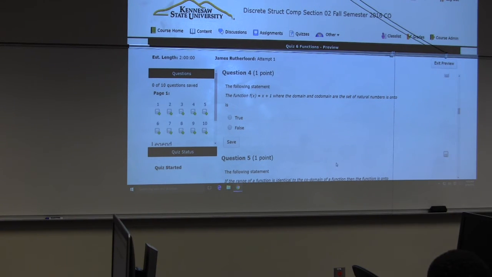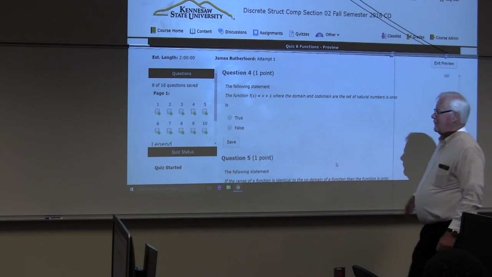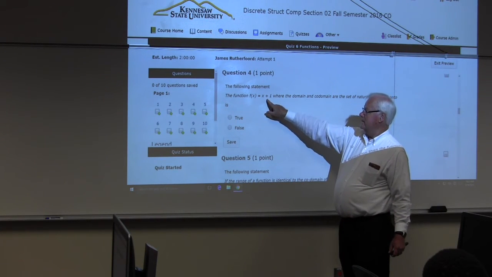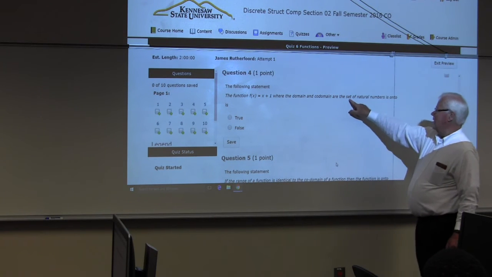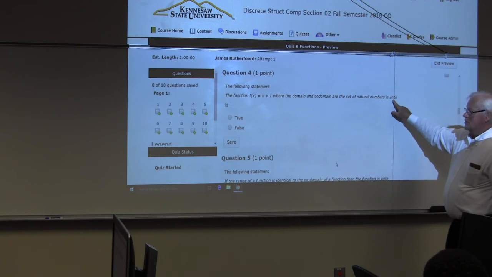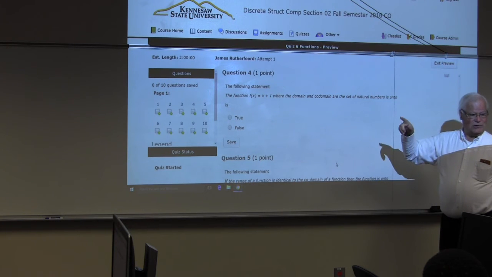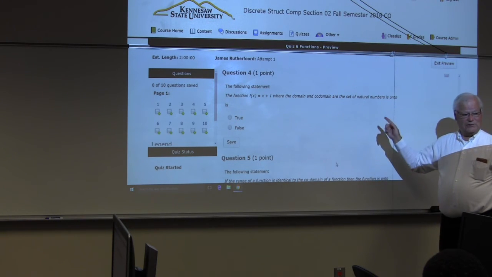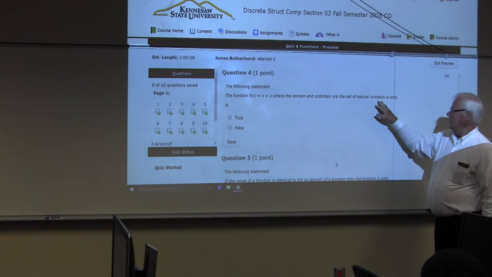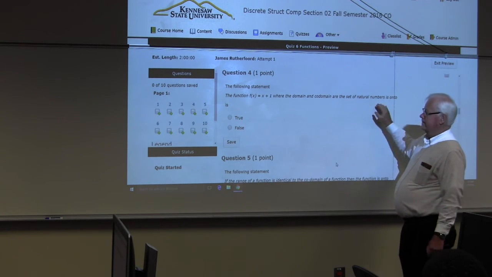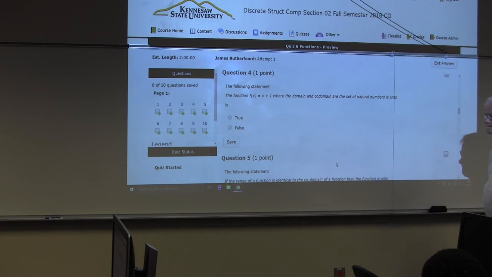So, now let's look at a mathematical function. The function f of x equals x plus 1, where the domain and codomain are the set of natural numbers. Okay, you know what the natural numbers are, right? The counting numbers, 0, 1, 2, 3, 4, 5. Some debate whether 0 is there or not, but it doesn't change this question. Is it onto? Yes.